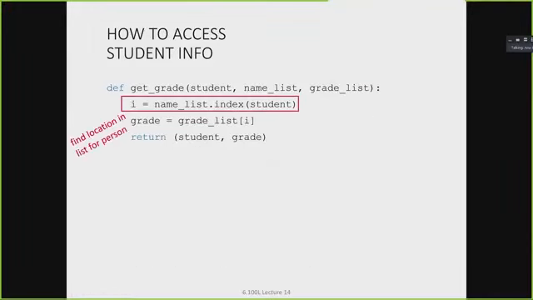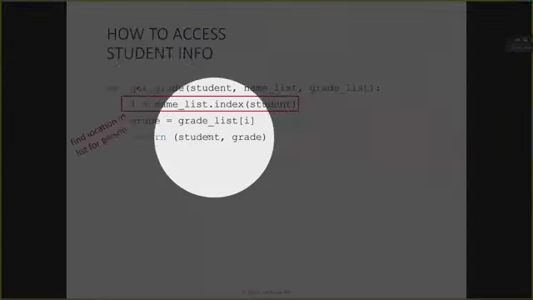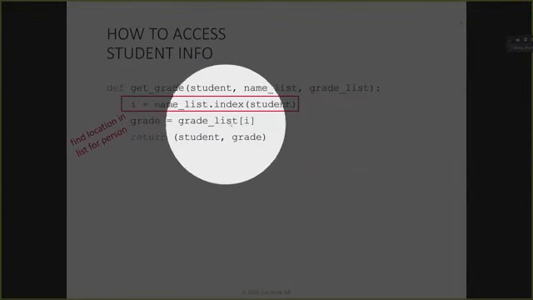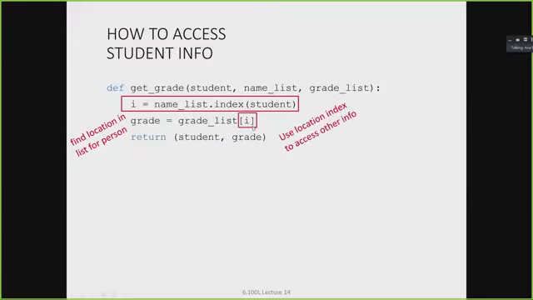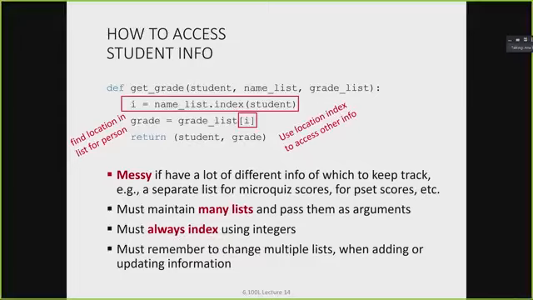So now that I have that index in hand, stored in variable i, I can just index into the grade list at that same index. Okay? So grades list at index 0 will return for me the grade that I got for that particular class or whatever we're storing here. Okay? And then we just return the tuple student comma grade.